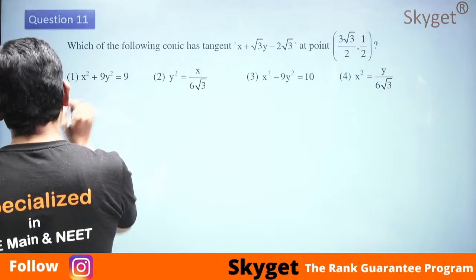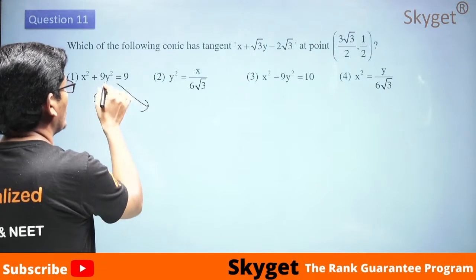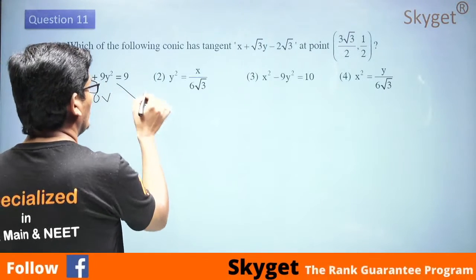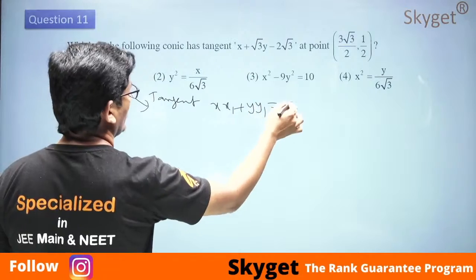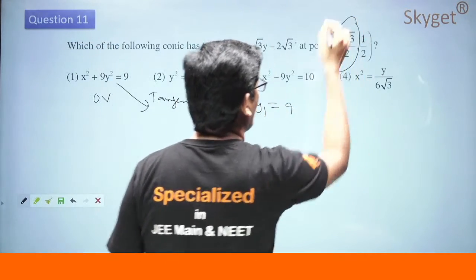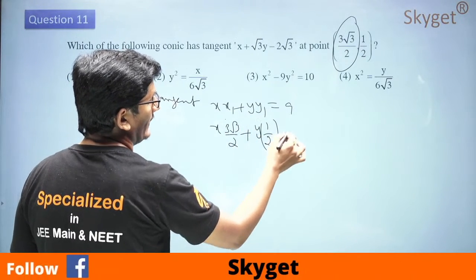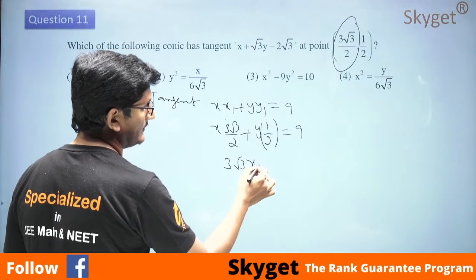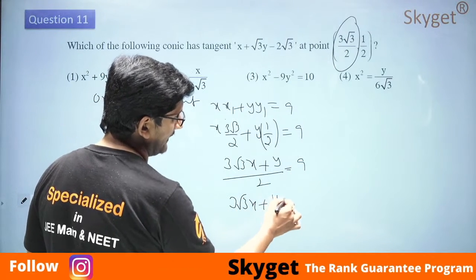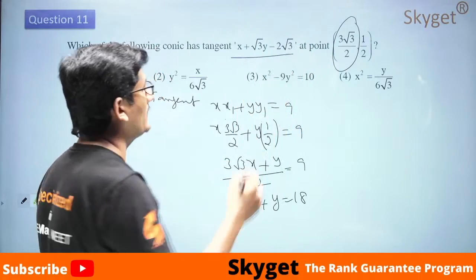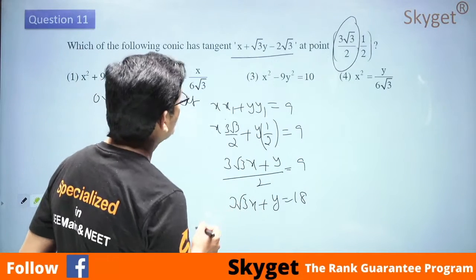Okay. So for example, taking option verification, the first one I am taking is x square plus 9y square equal to 9. The tangent equation is x x1 plus 9 y y1 equal to 9. X into x1 value, which is 3 root 3 by 2, plus y into y1 value, 1 by 2, is equal to 9. So 3 root 3 x plus y by 2 equals 9. 3 root 3 of x plus y equals 2 nines, which are 18. So what's the equation here? X plus root 3y minus 2 root 3 is there. So that means we divide by 3 root 3.